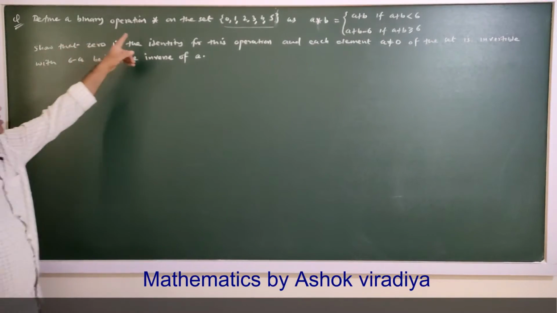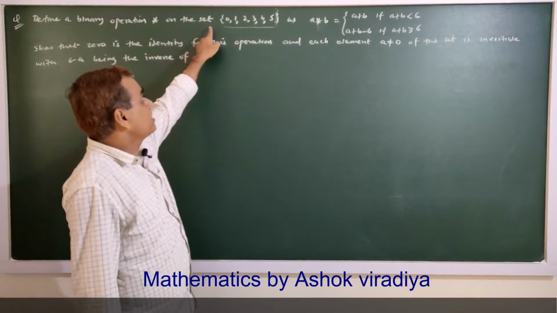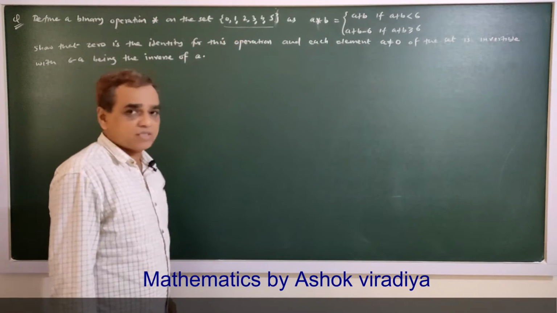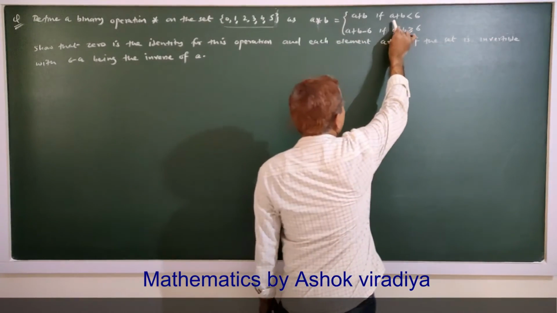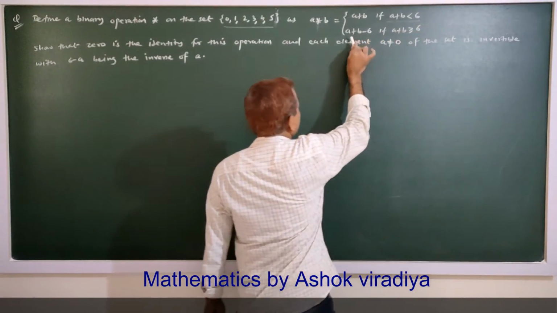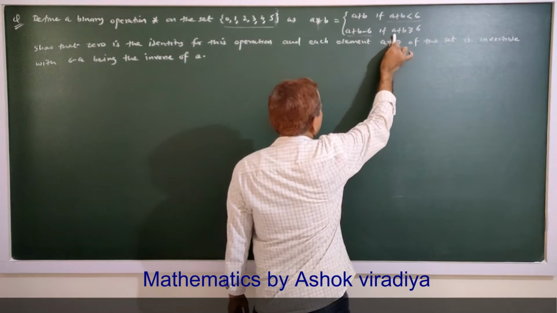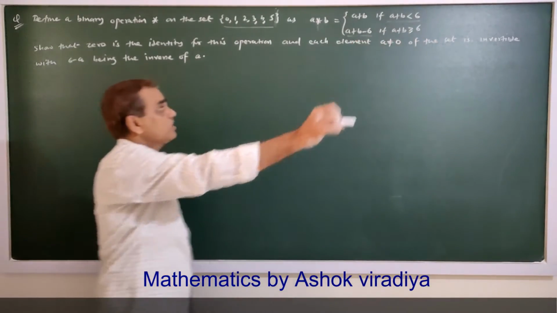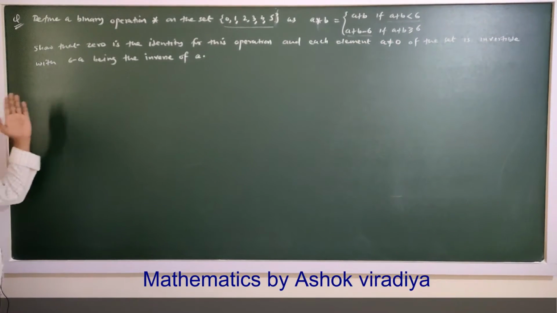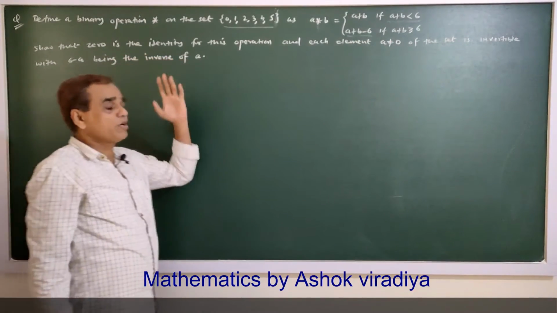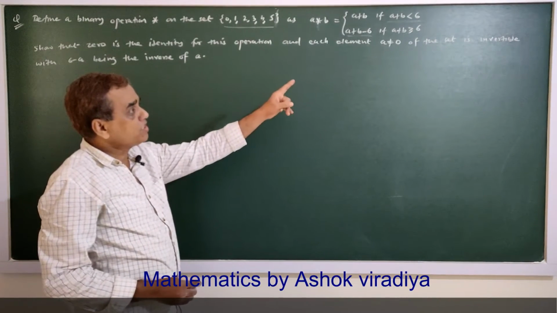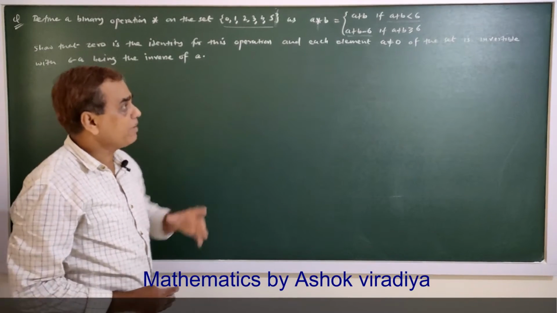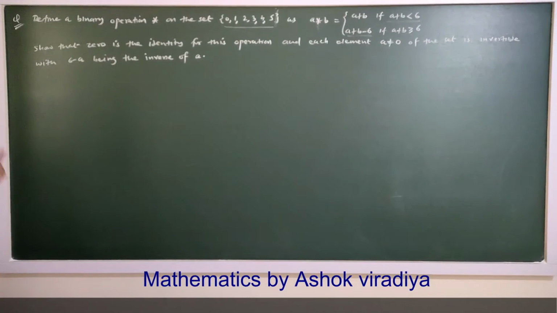Define a binary operation star on the set containing these 6 numbers as A star B is A plus B if A plus B is less than 6, and A plus B minus 6 if A plus B is more than or equal to 6. Show that 0 is the identity for this operation, and each non-zero element A of the set is invertible, with 6 minus A being the inverse of A.